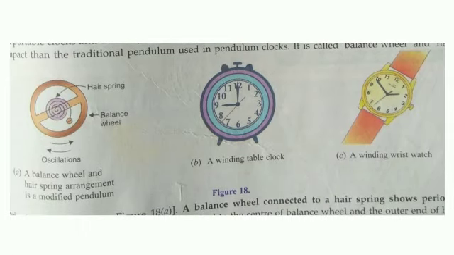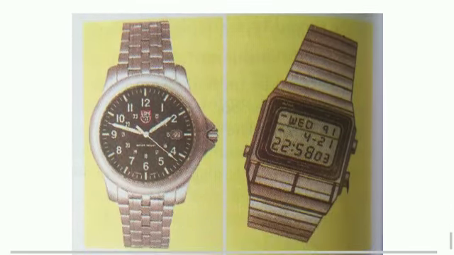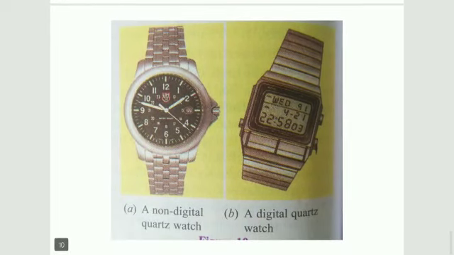A balance wheel, these are all examples of pendulum. A balance wheel and hair spring arrangement is a modified pendulum. Not very popular. It has a spring. And this is a winding table clock. You must have seen it. And this is a winding wrist watch. These are quartz watches: a non-digital quartz watch and a digital quartz watch. You all have seen this.